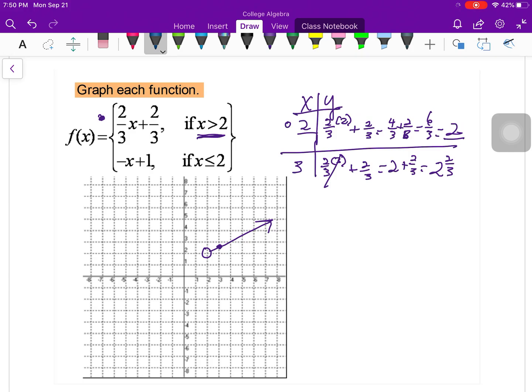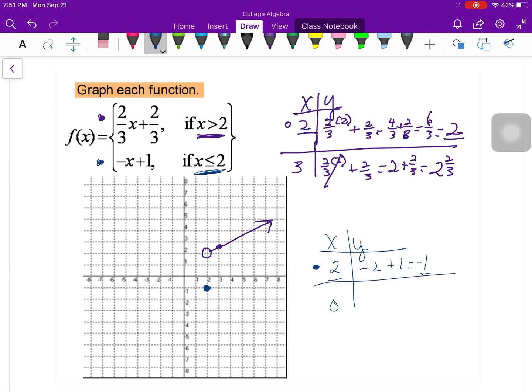One piece is done. I'm going to do the next piece in blue. So I'm going to make a blue XY table. This also says to start with 2, but this time the 2 will be included, so it's a closed circle. Negative of 2 plus 1 equals -1. 2, -1. Closed.